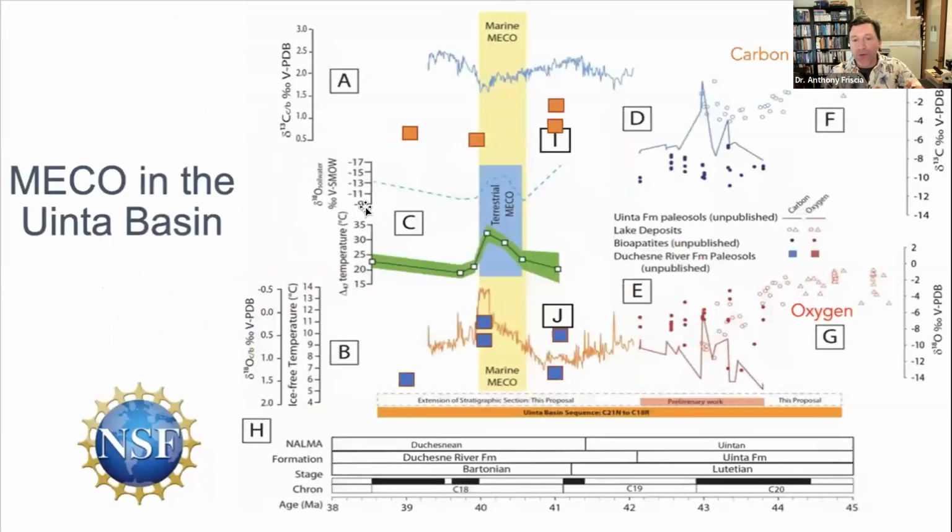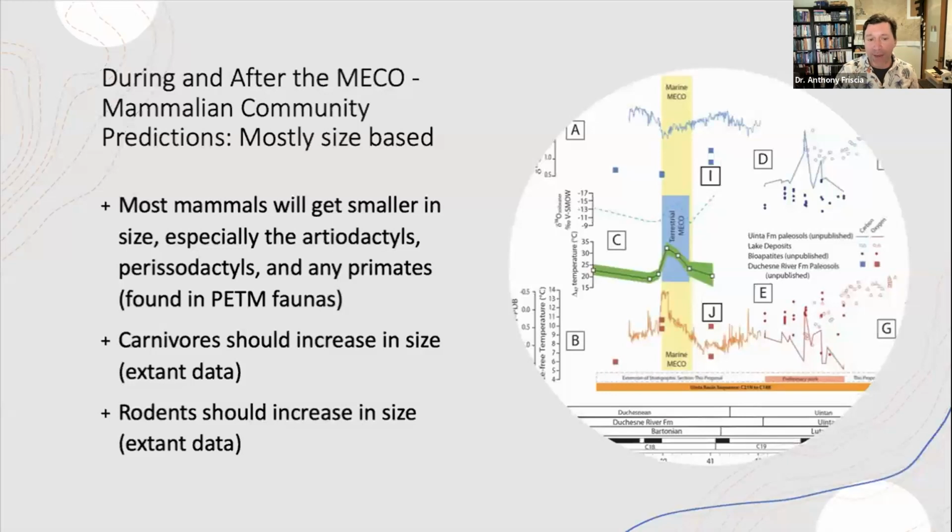And another thing that we're doing is actually collecting data on the temperature then. And again, the numbers here aren't important, but basically we can look at isotopes of various elements in the rocks to look at temperatures. And so we can actually document the temperature change. But like I said, one thing that we're really interested in is what happens to the mammals.